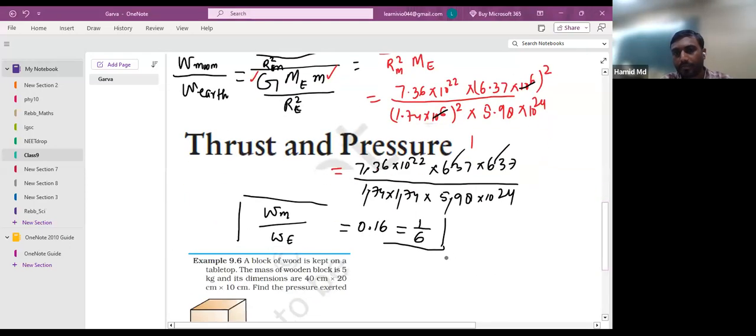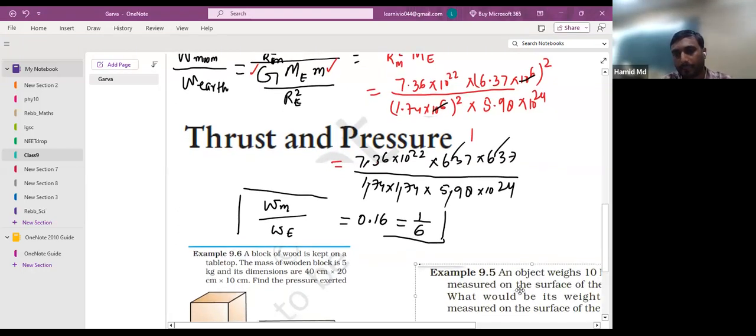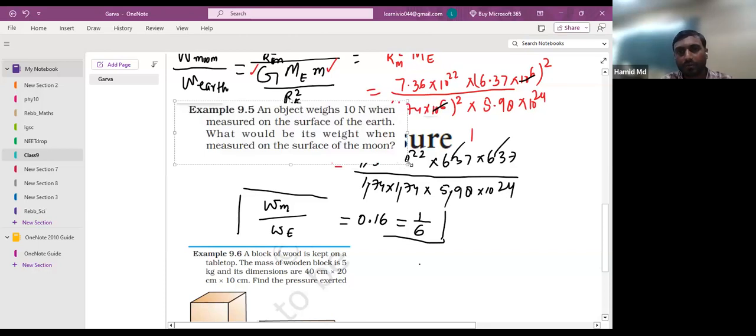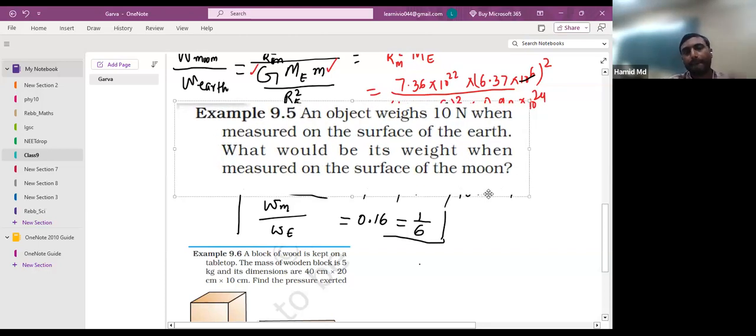Is this question visible? Yes, sir. So solve it quickly. An object weighs 10 Newton when measured on the surface of Earth. What would be its weight when measured on the surface of the Moon? Solve this question.